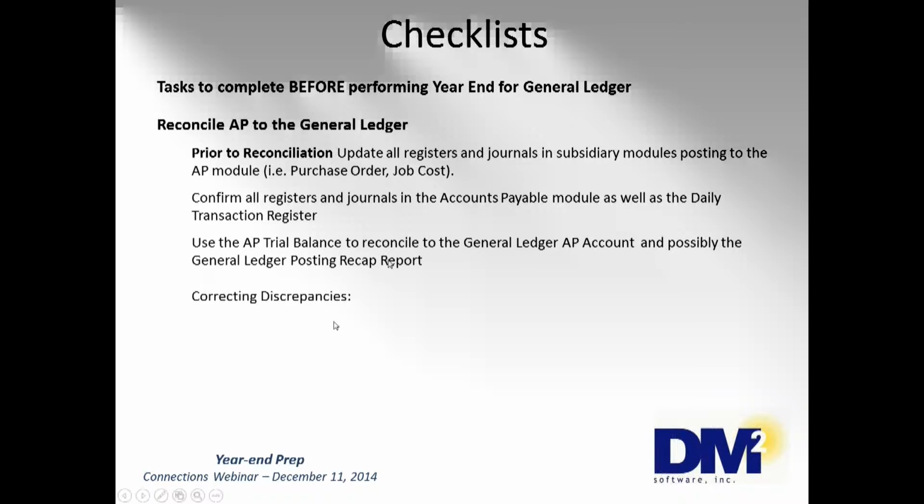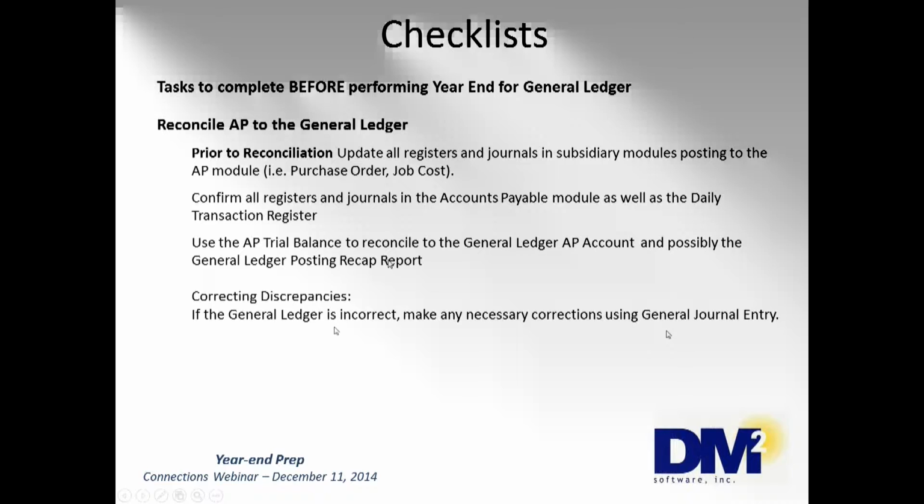So if you do find discrepancies and you need to correct them: if the general ledger is incorrect, AP is correct, but general ledger isn't correct, then you're going to make any of your corrections in general ledger using the general journal entry.